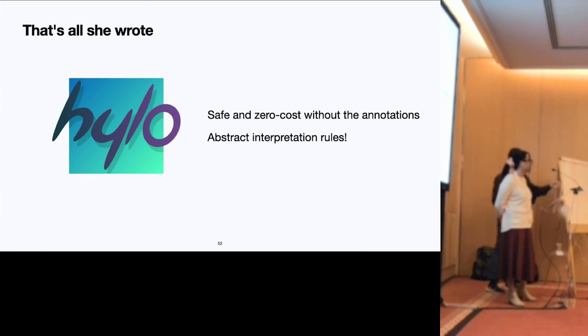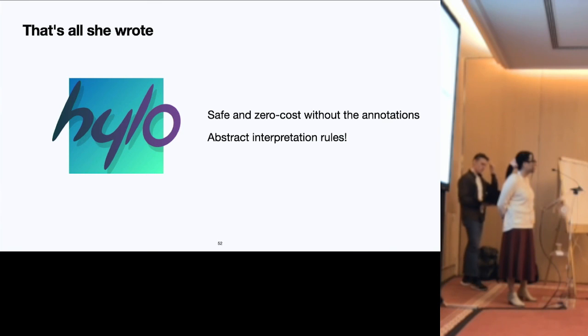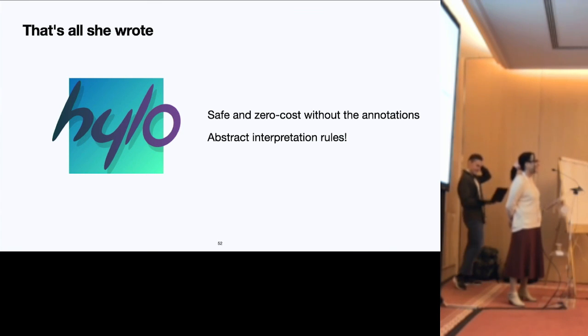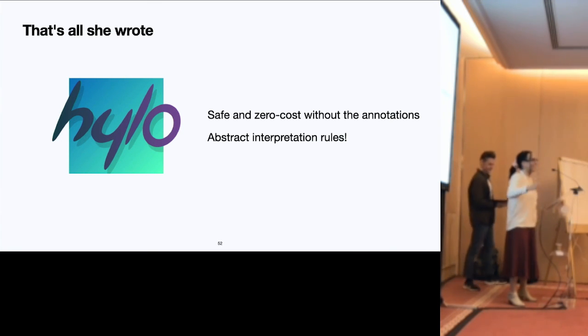One more question, maybe? Oh, yeah. So about the limitations, can you write cyclic data structures? That's the thing, right? So what about doubly linked lists?